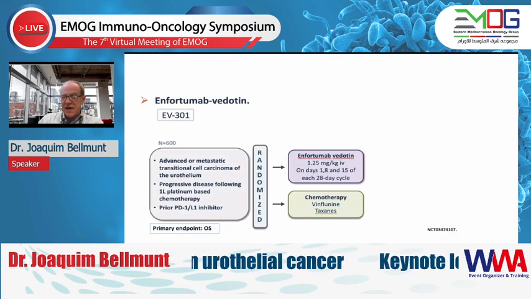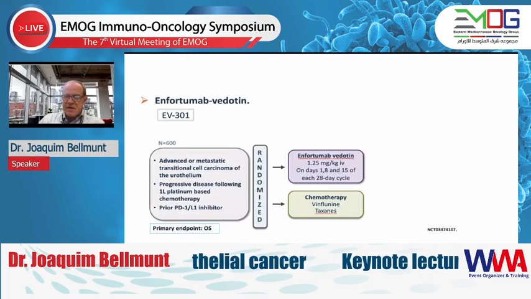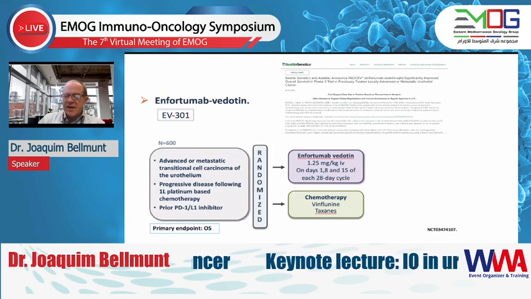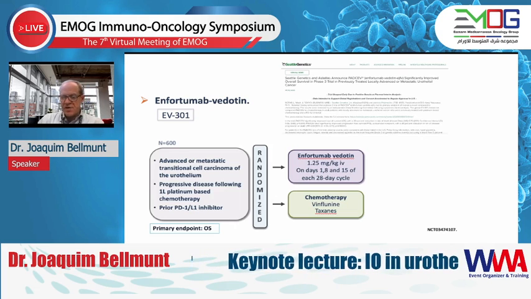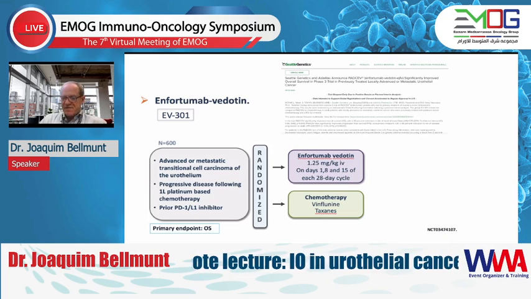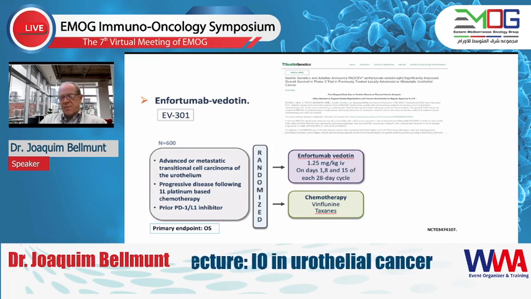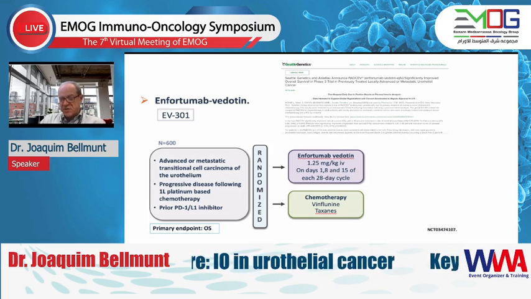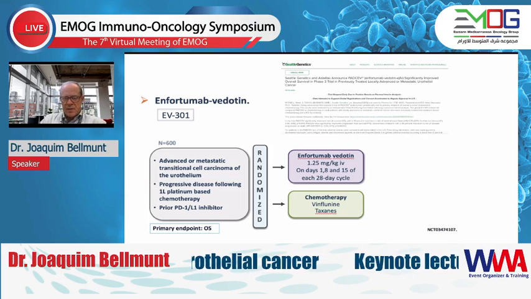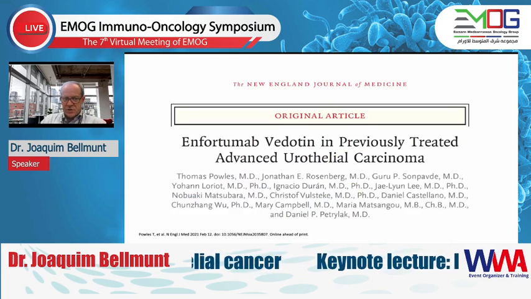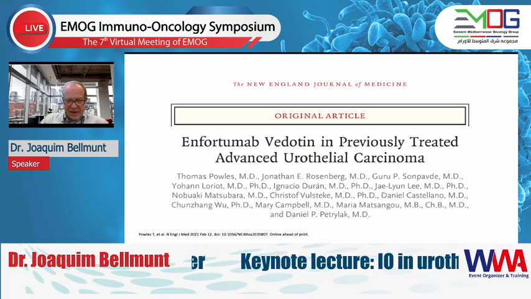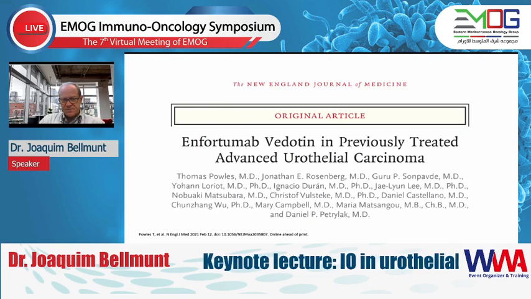But the most interesting thing is that now we have the results of this phase 3, the EV-301, that has also been published in the New England Journal, where in third line, meaning patients that failed chemotherapy and immunotherapy, patients were randomized to enfortumab vedotin versus chemotherapy, and there was a survival advantage in patients receiving enfortumab vedotin in this third line space. As mentioned, in the US, it was already approved and likely is going to be widely approved around the world because of the survival advantage of 4 months. So here is the paper that, as mentioned, was published last month, February 12th. Again, here, the first author, Tom Powles.